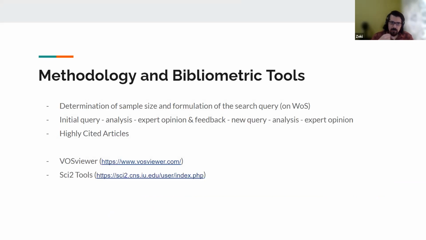The methodology and bibliometric tools used in this work are like that. We determined the sample size and formulated a search query on Web of Science. We used Web of Science because it is a very neat data set. If you use something like Google Scholar for a work like this, there would be a lot of junk papers or presentations or things that you don't want in your data set. But Web of Science is very neat.